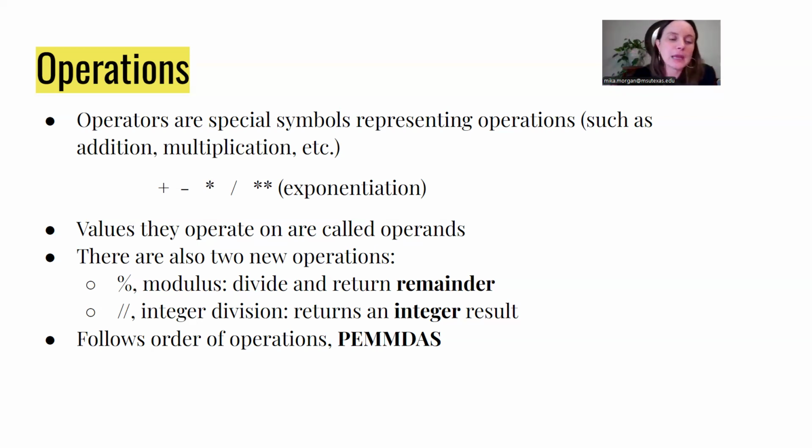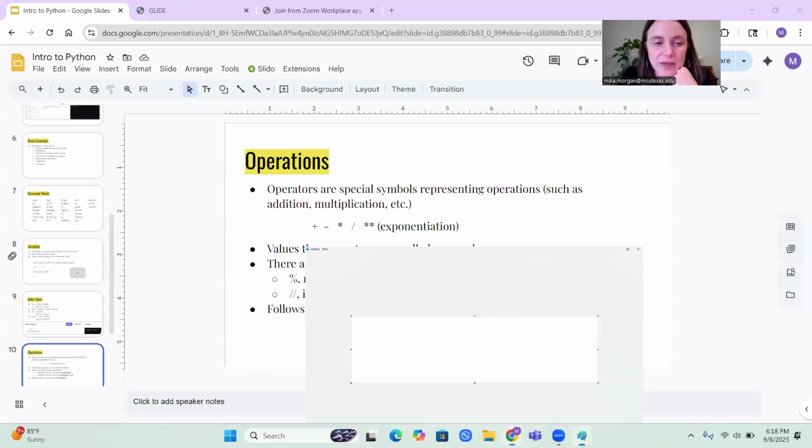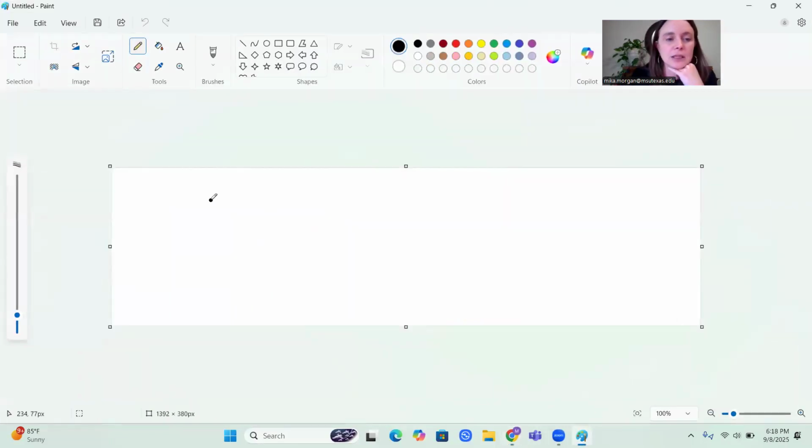So what people mean when they say modulus is they want you to take the two numbers given, divide them, and instead of returning the quotient, which is the answer we would normally give when we divide, I want to know the remainder. What was the leftover part when you divided out these two numbers? So let's take a look at what that might look like.